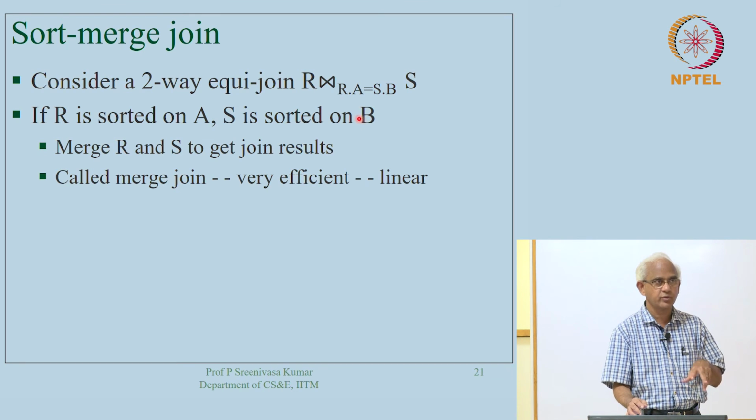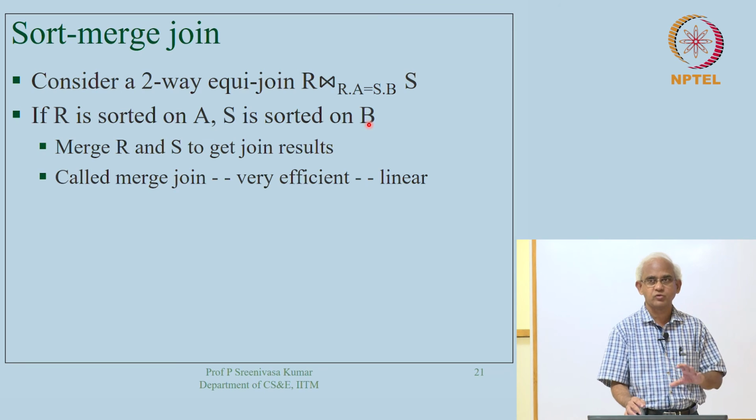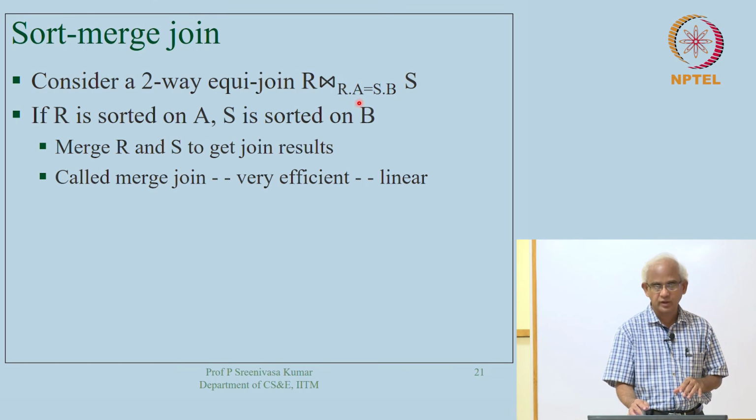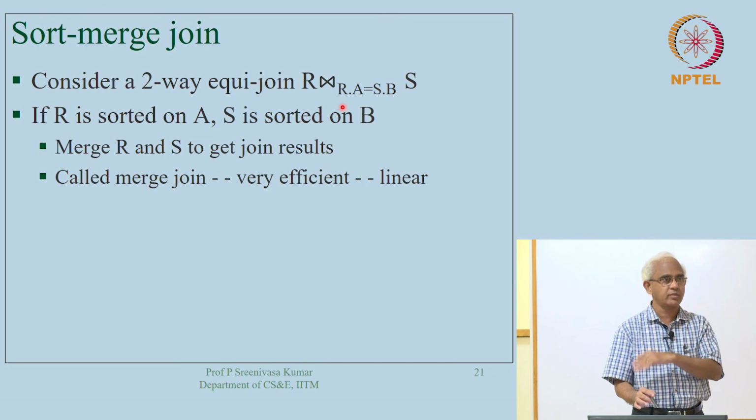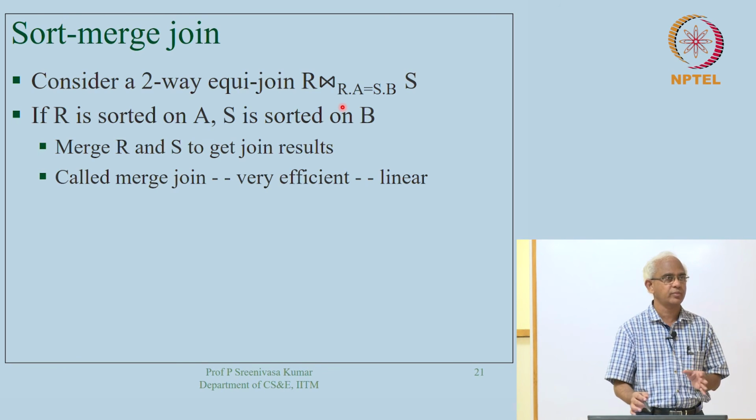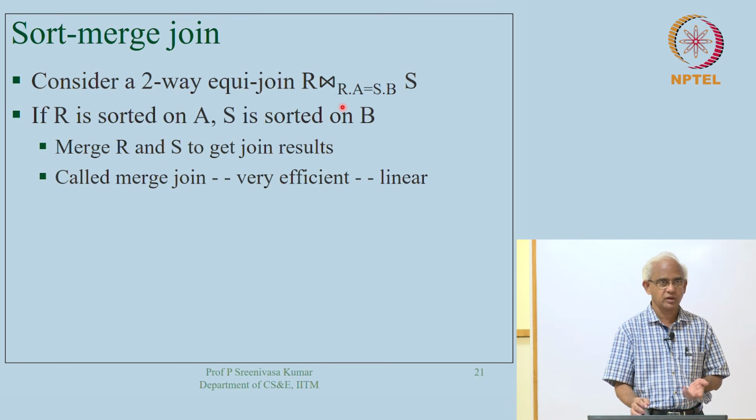So, if you have sequential or sorted files on these respective attributes, then we are very lucky. This is not uncommon either. Sequential or sorted file organization is a common file organization, and let us say you are doing a join on the primary index of one file and the primary index of the other file, and both of them happen to be sorted files. Then we can exploit this algorithm.